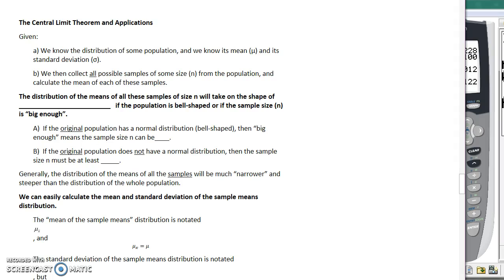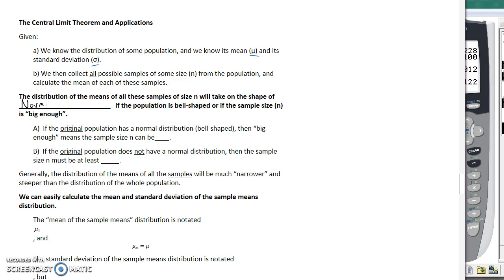So now we're going to talk about a process called the central limit theorem. If we know the distribution of some population and its mean and its standard deviation, so if we know the actual mean and standard deviation value, and then we collect a sample of all possible sample sizes of size n and calculate each of these samples, the distribution of the means of those samples of size n will take on the shape of a normal distribution if the population is bell-shaped or if the sample size is big enough.